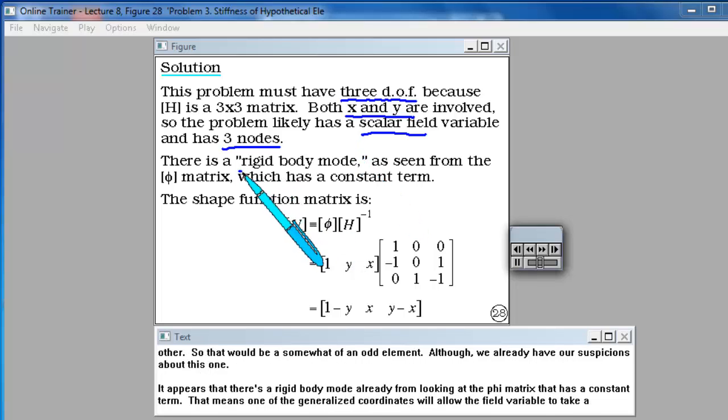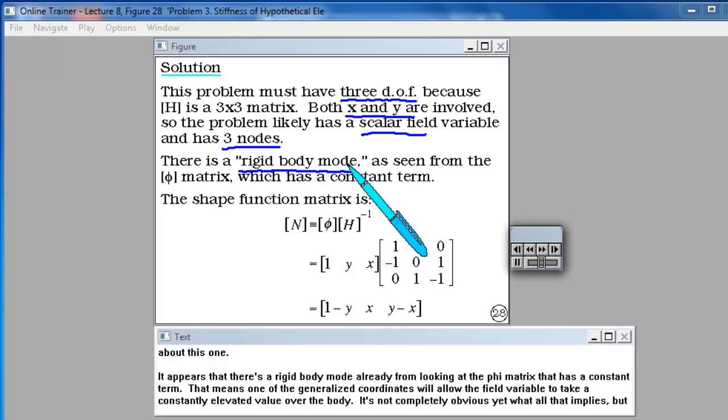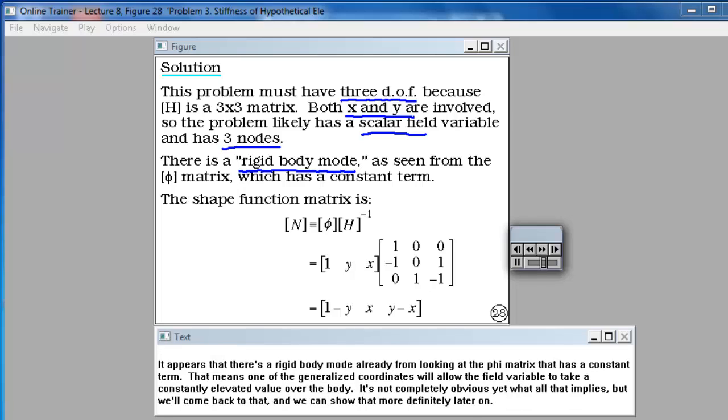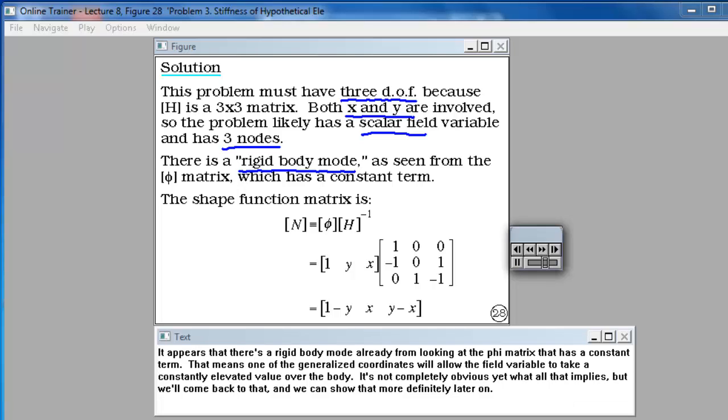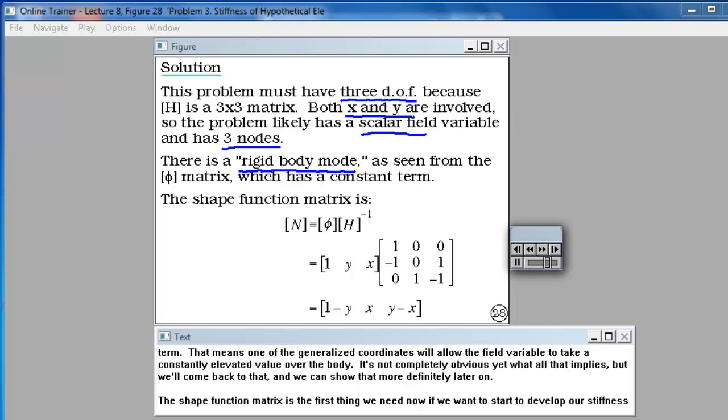It appears that there's a rigid body mode already from looking at the phi matrix that has a constant term. That means one of the generalized coordinates will allow the field variable to take a constantly elevated value over the body. It's not completely obvious yet what all that implies, but we'll come back to that and we can show that more definitely later on.